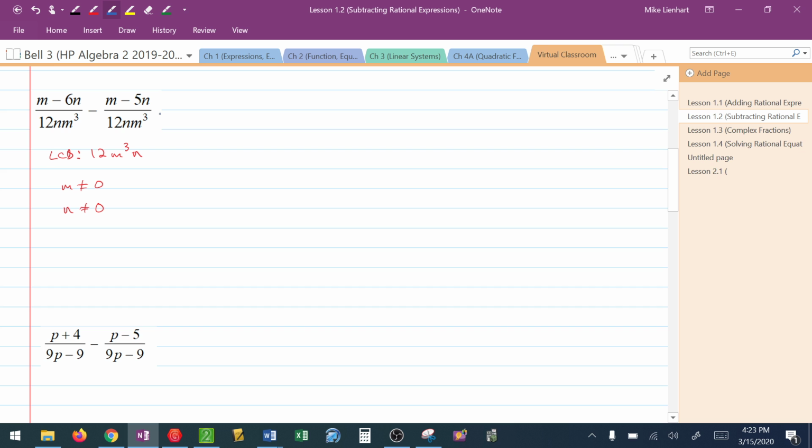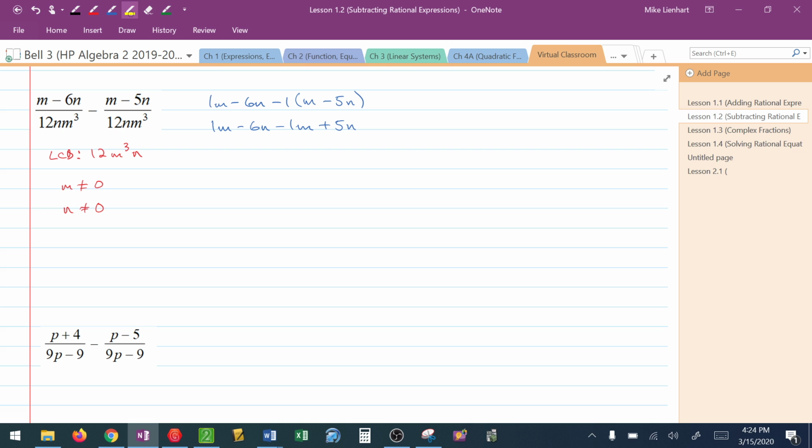Now, I'm going to make a suggestion. It's up to you as to whether to follow it or not. But this is something I always do for subtraction. I write down my first numerator. I have 1m minus 6n. And then I am subtracting the second numerator. So I'm going to take negative 1 times m minus 5n. I'm going to rewrite this just so I see it. 1m minus 6n minus 1m plus 5n.